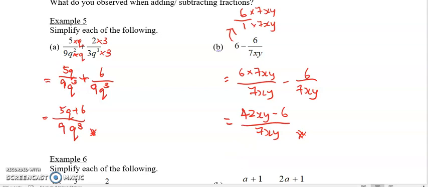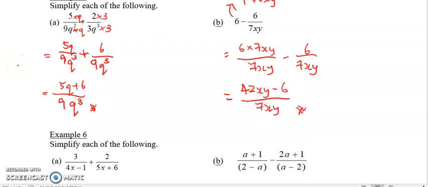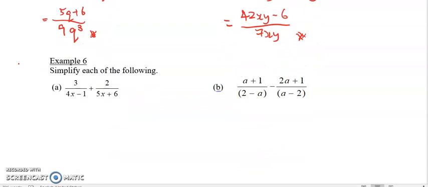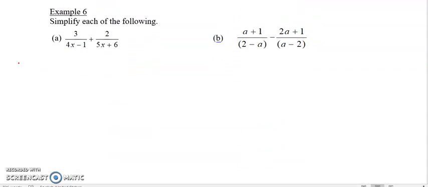So the objective here is to look out for common factors, and for fractions that you are adding or subtracting, they have to have the same denominator before you can use the numerators to add or subtract each other. Let's look at example 6. Now we need to add two fractions, and you look at the denominators, they are different. For the first fraction, we can multiply by the denominator of the second fraction on top and below.